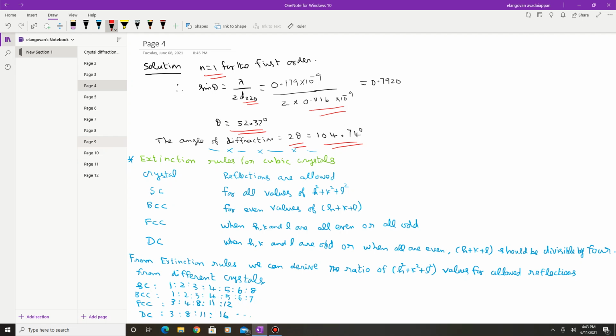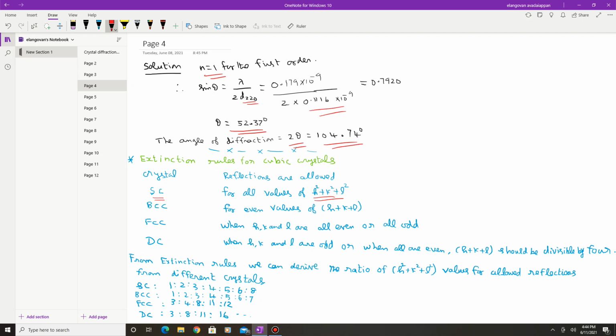Okay. Now, before doing some problems, let us remember the following rules, because these rules are very important in calculating the allowed reflections for crystals like the simple cubic, BCC, FCC, and diamond cubic. Now, if you consider a simple cubic crystal, all values of h square plus k square plus l square are allowed. So the reflections are allowed for all values of h square plus k square plus l square for simple cubic.